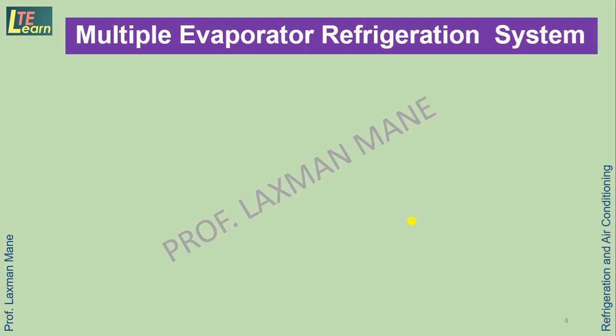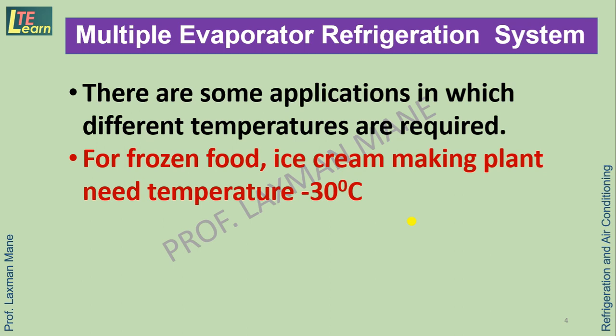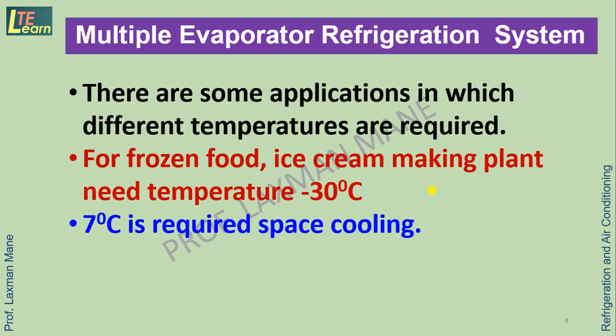Multiple evaporator refrigeration systems. There are some applications in which different temperatures are required. For frozen food, ice cream making plant need temperature of about -30 degrees Celsius. For space cooling, temperature about 7 degrees Celsius is required. So for such different temperature conditions, multiple evaporator refrigeration systems are suitable. So there are different types.